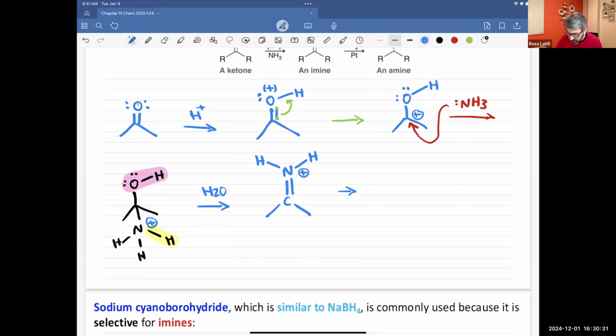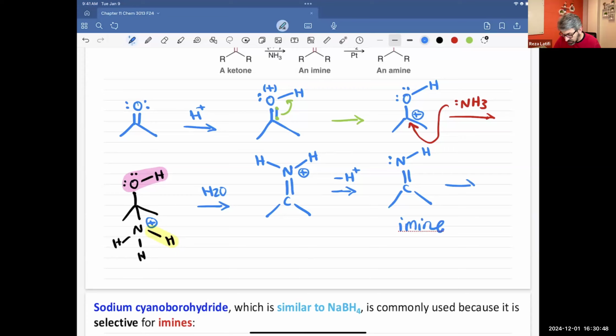And again, this one can get involved and turn into something like that. So, minus H plus. So finally, I get this, which is the imine compound.